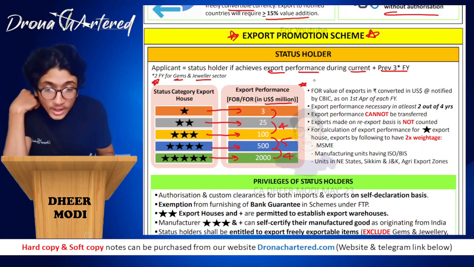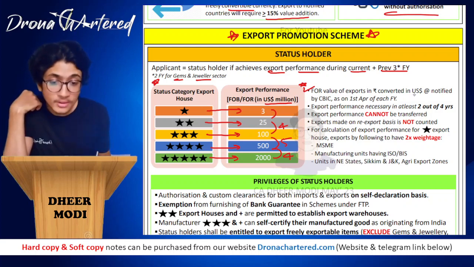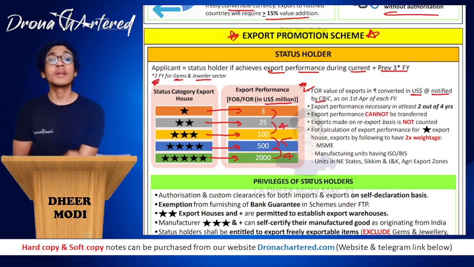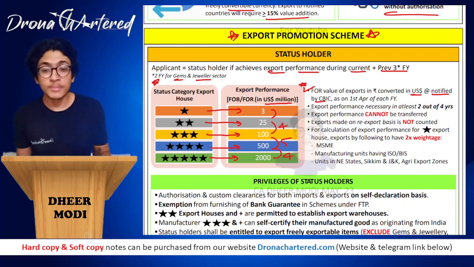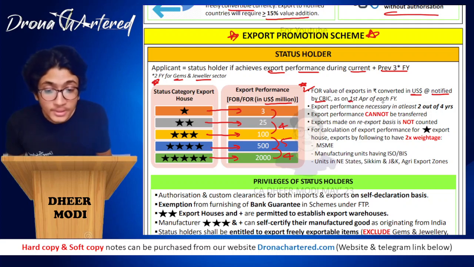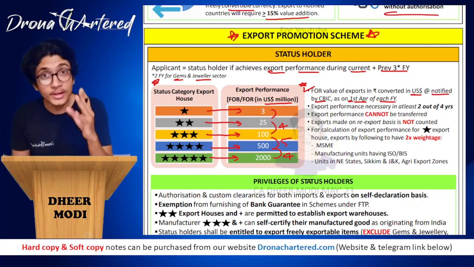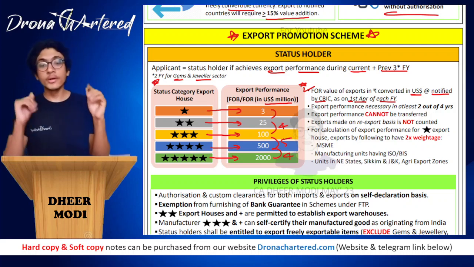Now your FOB value of exports in rupees is converted into US dollars at the notified rate by CBIC. Now, what will they try to do to confuse you? They will give you notified rates by RBI. They will also give you notified rates by CBIC. You have to be smart and use the rate that CBIC has mentioned as on 1st April of each financial year. Whatever rate CBIC has prescribed, that rate will be used to convert any rupees to dollar transactions.